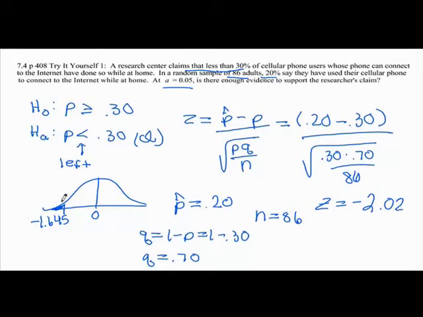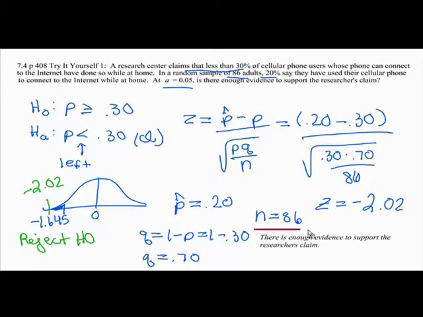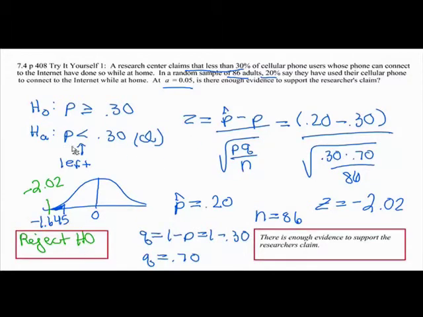So it's on the left, and it is going to be in the critical region here, negative 2.02. And so that means that we reject the null hypothesis, H sub 0. So since we reject the H sub 0, we accept the alternate hypothesis. Therefore, there is enough evidence to support the researcher's claim because we rejected the null hypothesis, which means we accepted the alternate hypothesis, which was the claim.